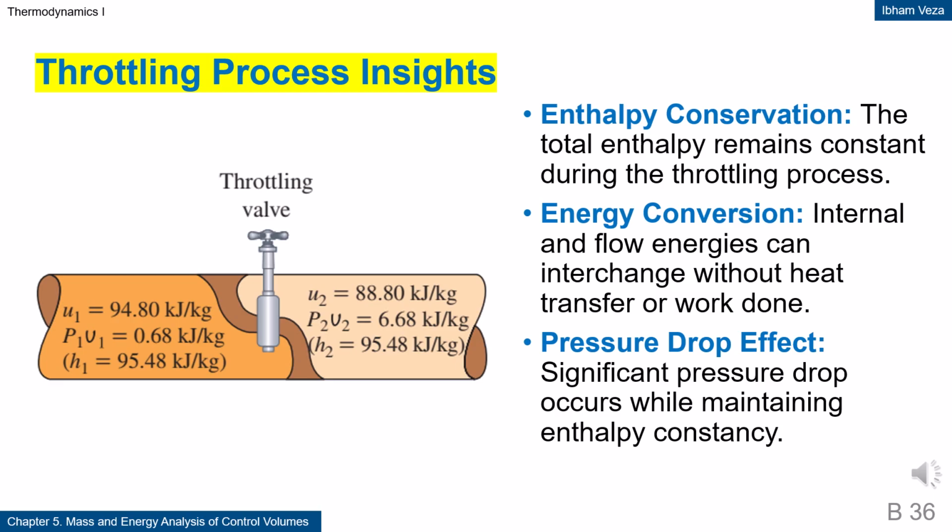Throttling process insights. In the throttling process, the total enthalpy of the fluid remains constant. There is no shaft work and no significant heat transfer. Internal energy and flow energy can transform into each other. A large pressure drop occurs without changing the enthalpy. This process is often used to produce low-pressure conditions in engineering systems.